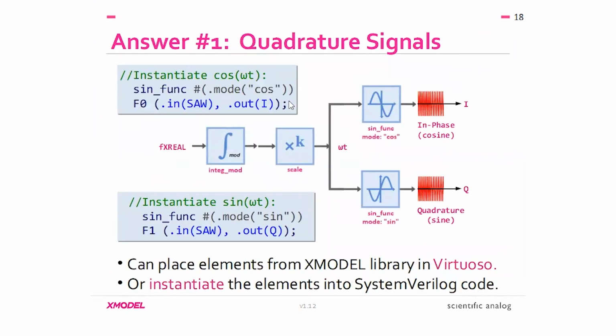Here's the answer. Here we're seeing two instances of sine func, f0 and f1. One is parameterized to generate a cosine, the other is a sine. They take the same sawtooth input we saw scaled and integrated over time. And this one generates a cosine I, this generates a sine Q. So using the rich set of over 100 X model primitives, you can create any analog stimuli that you wish.